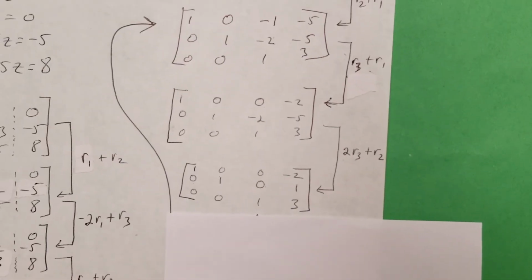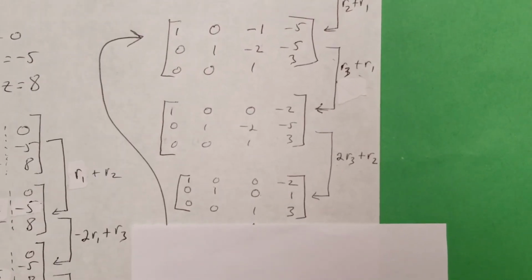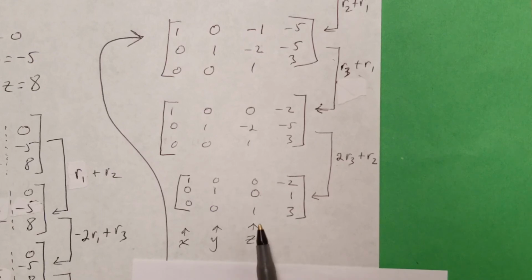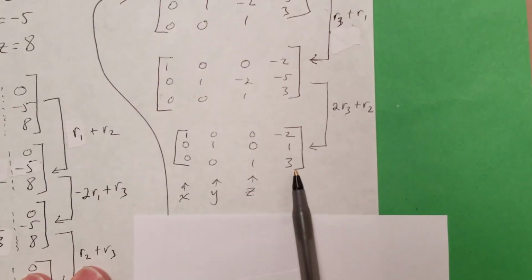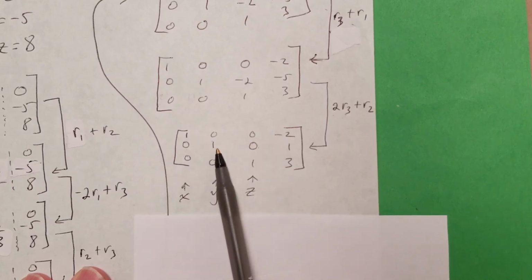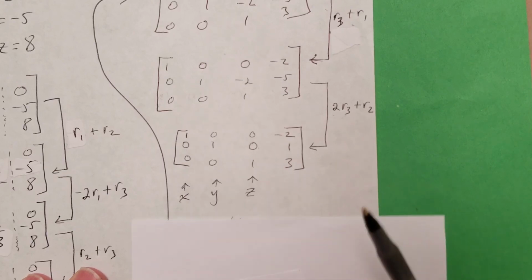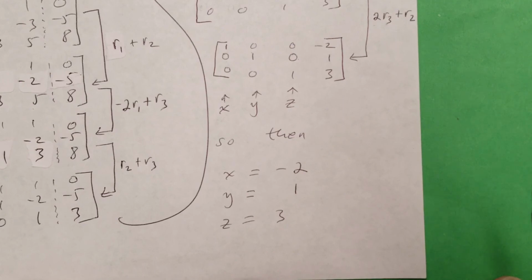Now look. Now I'm done. I don't even have to do the back substitution because everything is done. This says that 1z equals 3. So z equals 3. Look, everything is zeros here except for the y. 1y equals 1. So y equals 1. 1x equals -2. So x equals -2. Right? And we're done.